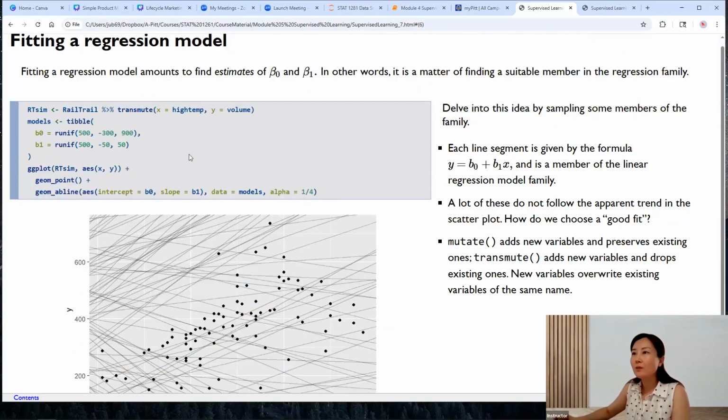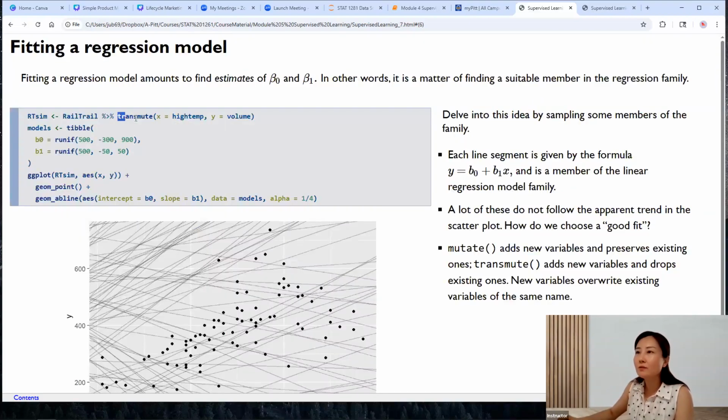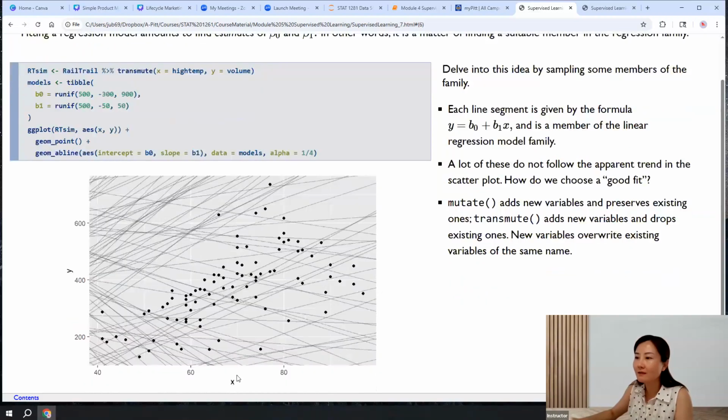And in this chunk of code, I actually used a new function called transmute. Transmute is similar to mutate, the mutate function in dplyr, which can add new variables to an existing data set. For example, I take the rail trail and call the transmute function and create 2 variables. X is equal to high temperature, Y is equal to volume. So basically, I rename these 2 variables, but instead of using the rename function, I use the transmute function. The difference between transmute and mutate is it will add new variables and at the same time drop existing variables. So it will remove high temperature and volume from rail trail. I save the result in RT-sim, and then in this data set, we only have X and Y variables now.